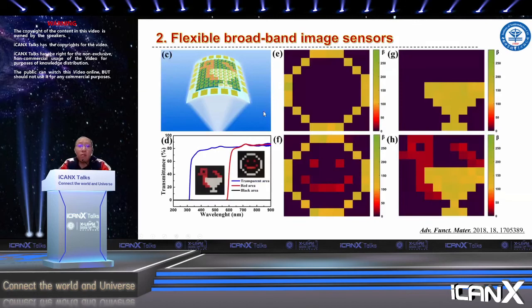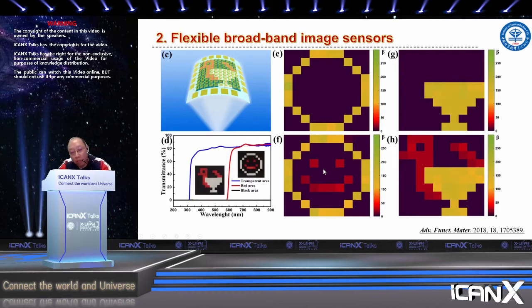Here is the structure of the image sensor, and then we compare the performance of the UV image sensors with the broadband image sensors. This upper image shows the result of the UV image sensor. Below it shows the broadband image sensor. You can see we input two different images, and for the UV image sensor, only some part of the image is shown because this image sensor only responds to UV light. But for the broadband image sensors, they show a very broad response.